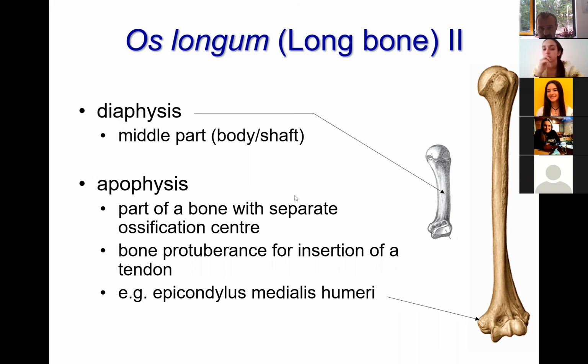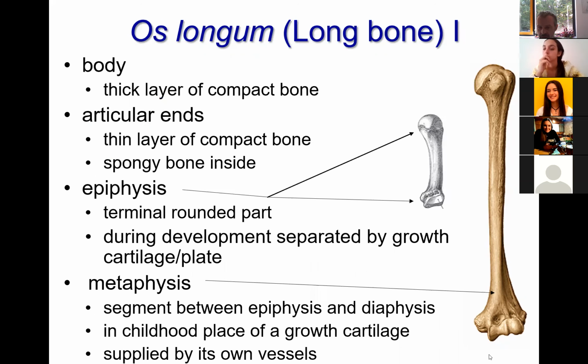Why is it called diaphysis? Because then we have the other parts, which we call epiphyses. So, for example, here, this is the diaphysis, and these parts we call epiphyses. Epi means above. So the epiphyseal ends are the rounded ends. They are covered by articular cartilage. They are usually parts of the joints.